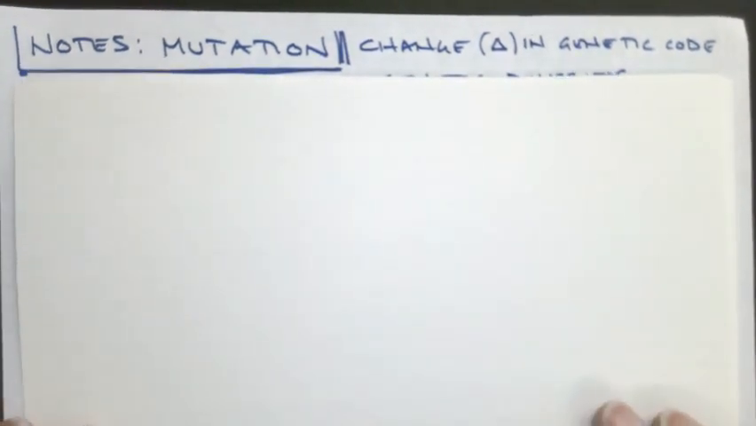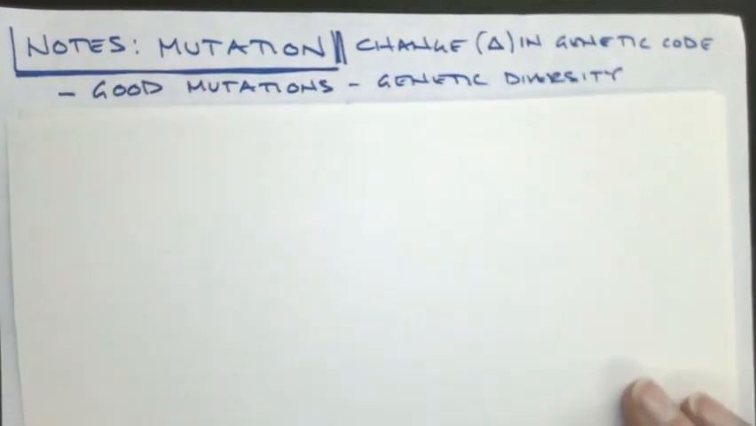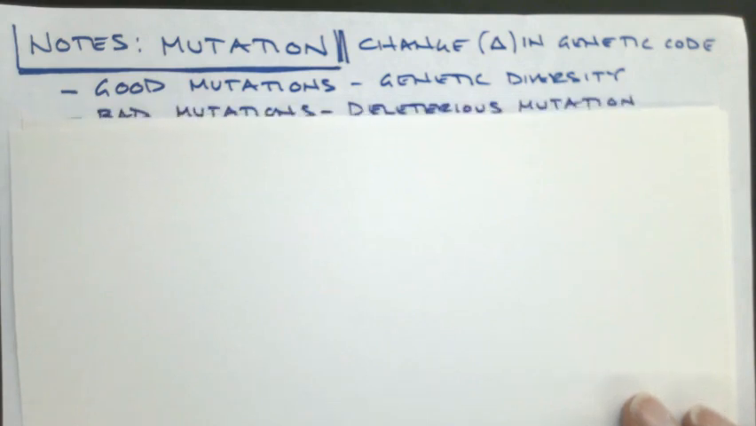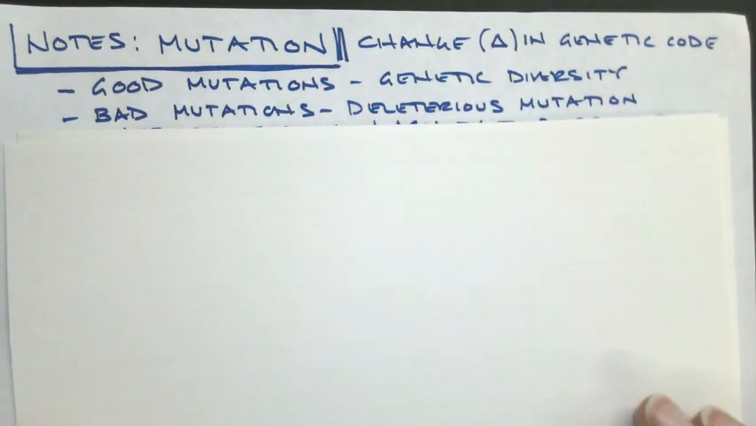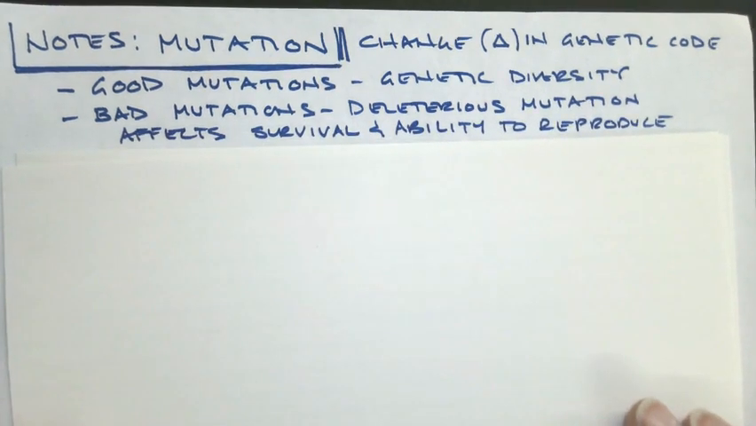Let's look at mutations. A mutation is a change in the genetic code. There can be good mutations that lead to genetic diversity. However, there can be bad mutations, and we call these deleterious mutations. They affect the survival and the ability for organisms to reproduce.